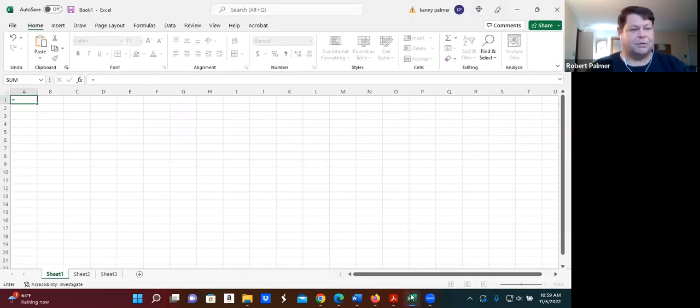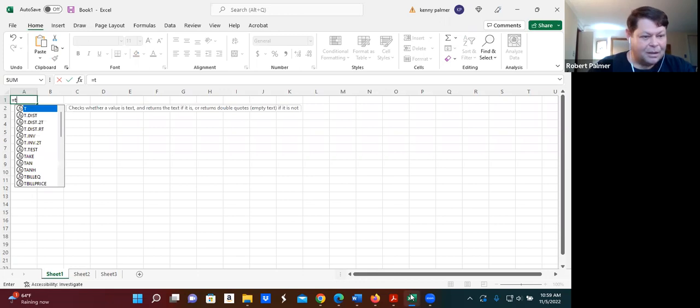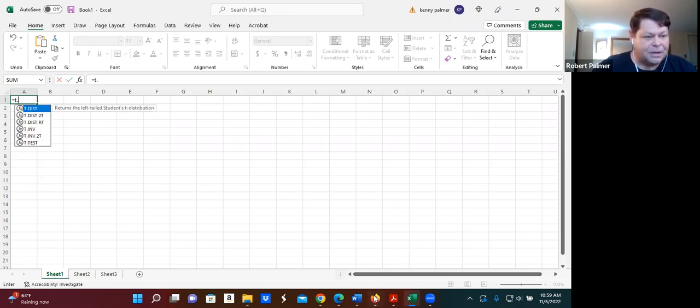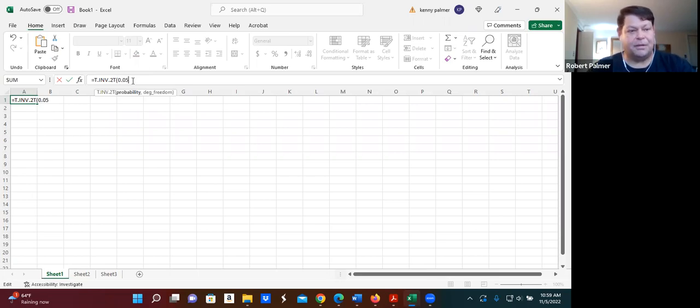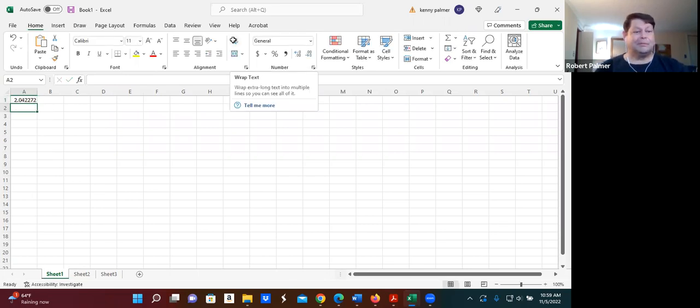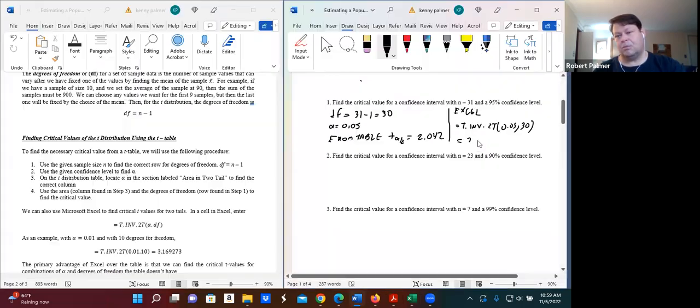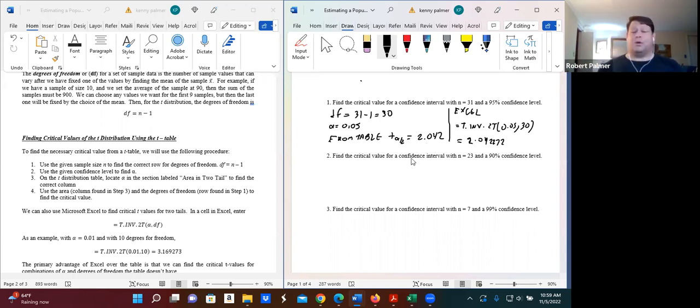As we'd always do, type an equal sign first, then T dot, and here it is. Make sure you click the right one. Double click on that, then plug in. The first one is alpha, which is 0.05, and then our degrees of freedom is 30. Hit enter, and you see we get the same thing: 2.042272. So essentially the same thing; the table is rounded to 3 places. That's how this works in general.